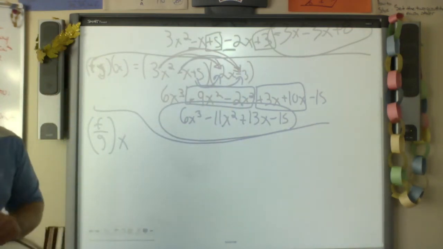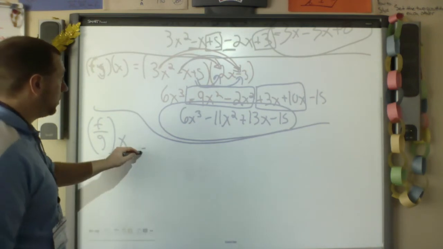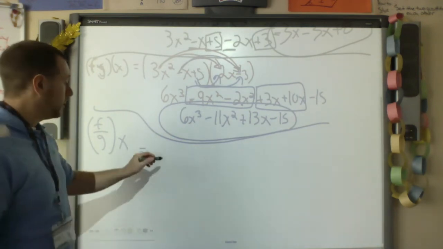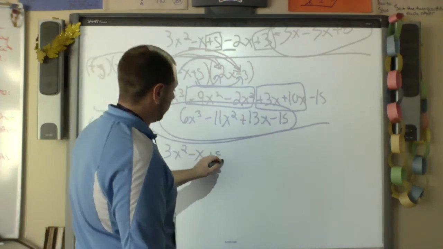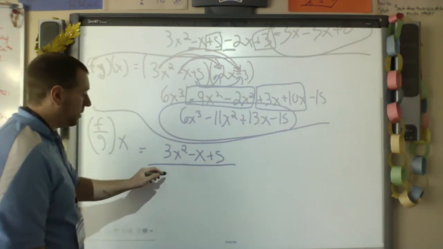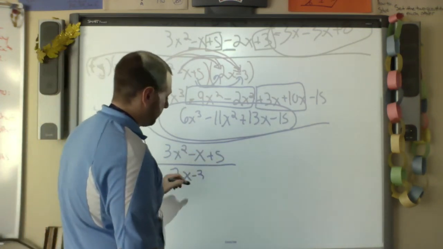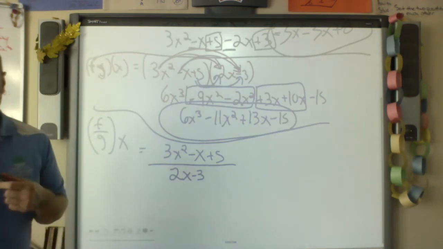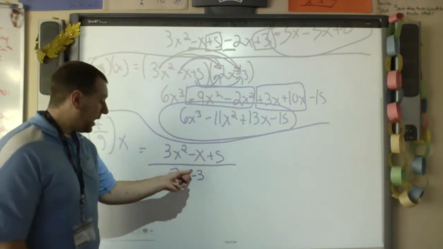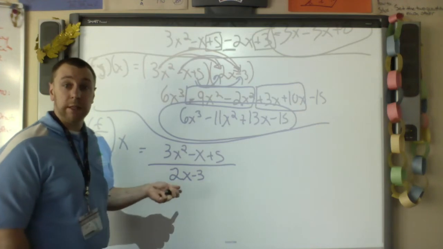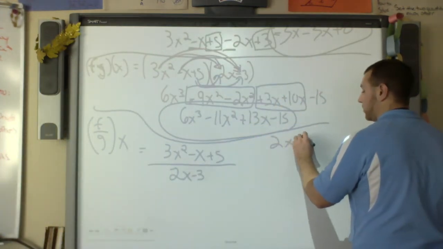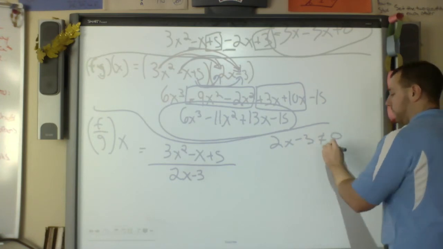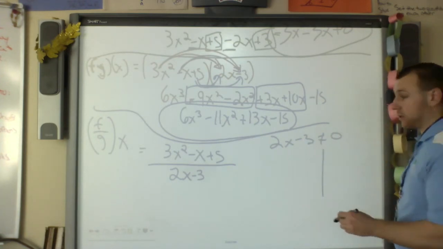This is generally the easier one because I can't really do anything. So it would be 3x squared minus x plus 5 divided by 2x minus 3. The one thing that I have to say is I can't have this bottom be 0. So what I do is I say, okay, well, 2x minus 3 can't be 0. And I solve it like an equation.